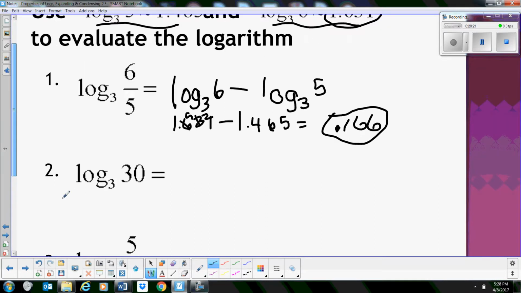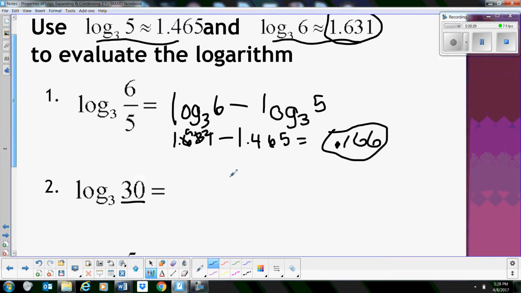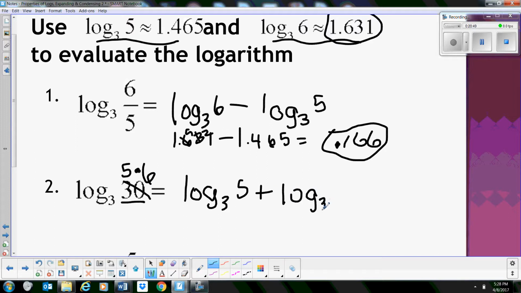Okay, so what happens here for the second one is log base 3 of 30. Well, how can I rewrite 30 knowing only 5 and 6? Well, that's just the product rule. So I can write this as log base 3 of 5 plus, because I can rewrite this as 5 times 6, sorry. And now I'm going to expand it and do log base 3 of 6.